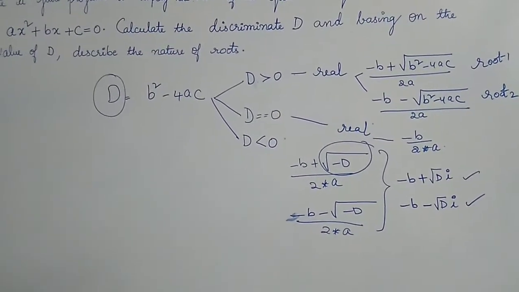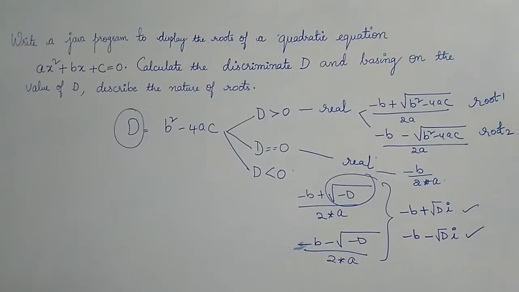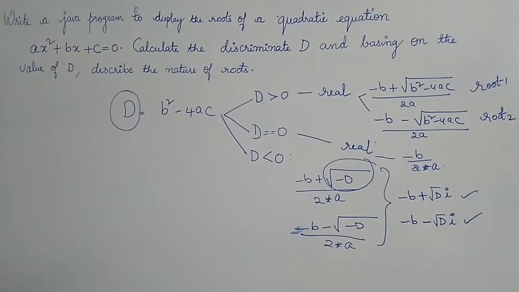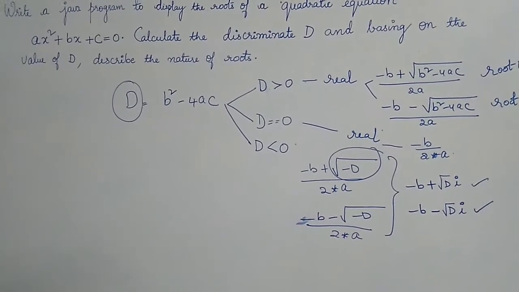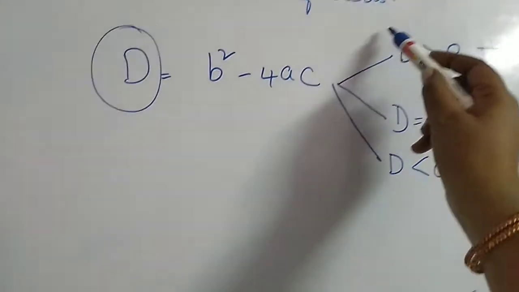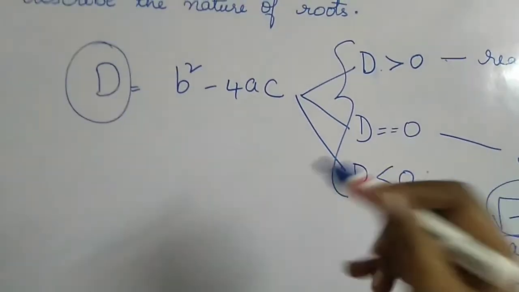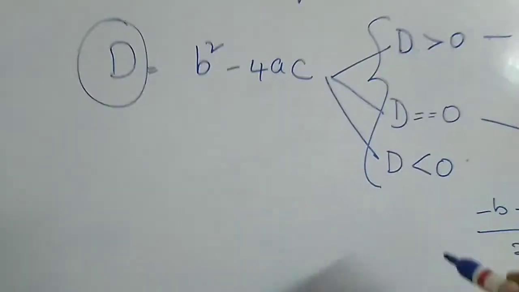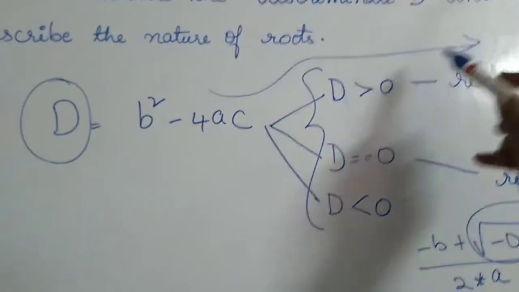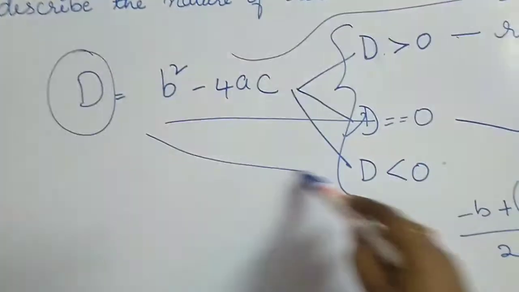Now we'll see what the prerequisites are. To write this particular Java program for the quadratic equation, what are the things that you should know? The prerequisite is that there are three outcomes, so there is a branching over here. After calculation of d, there is a branching. Either the path of execution goes in this way based on the d value, or it may go in this way, or it may go in this way.